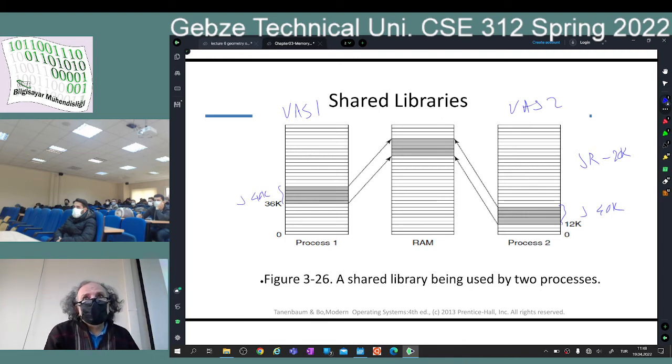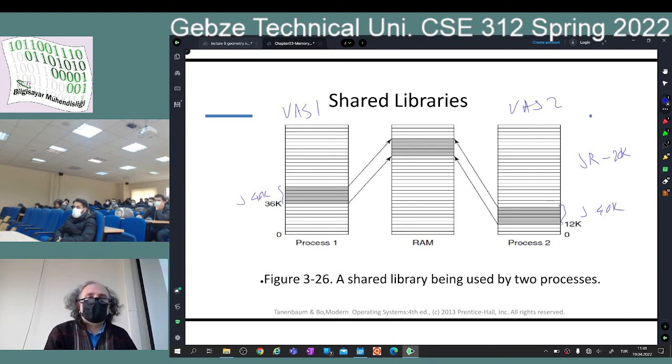Relocatable code. What did you say? Race condition? Yes. Well, race conditions are always a problem with shared memory. Yeah, we have to handle it. If you have a shared memory, then you will have race conditions.